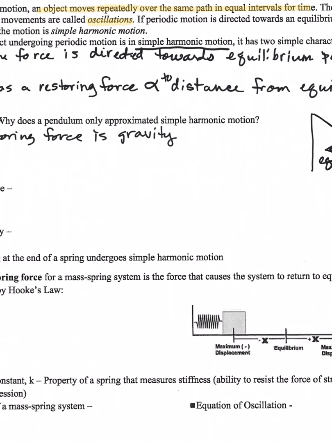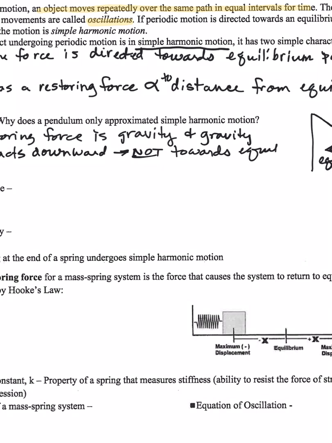Now, a mass spring system is a perfect simple harmonic oscillator. Okay? This, however, is not, because the restoring force is gravity, and gravity only acts downward, not towards equilibrium.